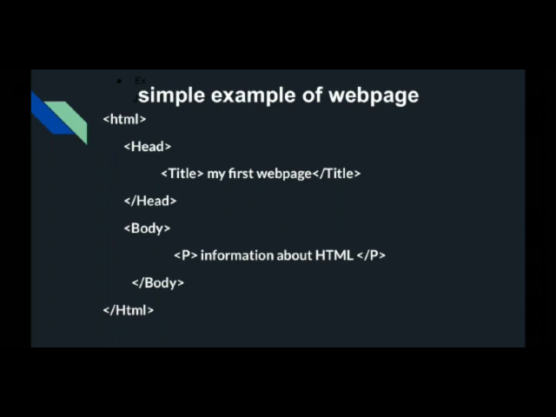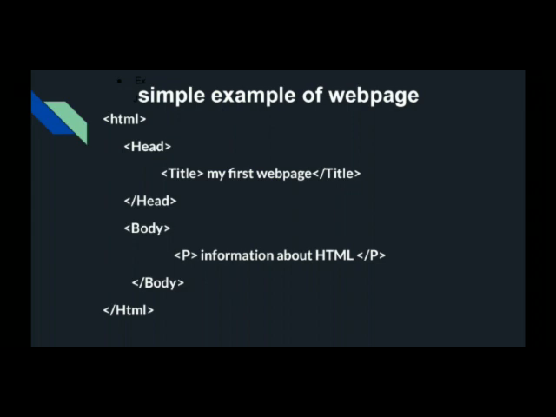Now let's see one simple example of a web page. First, the same structure is there: starting HTML tag, head section, and inside head the title tag. Now the title of my web page is "my first web page". Then closing title, closing head, then the opening body tag. Inside the body tag, the P tag is written. The P tag is used to write information in the form of a paragraph. Here the content is "information about HTML". Next, the closing P tag, closing body tag, and closing HTML.